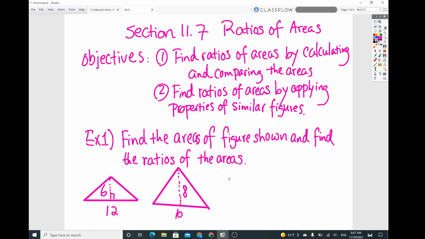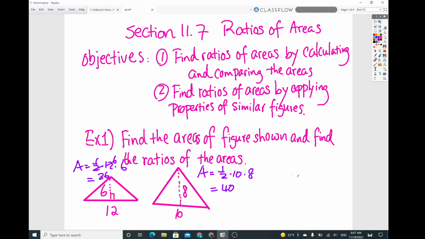So what we can do here is find the area of the small triangle first. That would be 1/2 times the base times the height. So 1/2 times 12 times 6, so 6 times 6, which is 36. And then the area of the larger triangle: 1/2 times the base times the height, 10 times 8. So we get 5 times 8, which is 40.